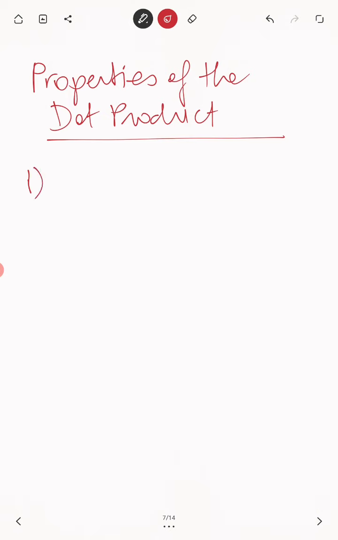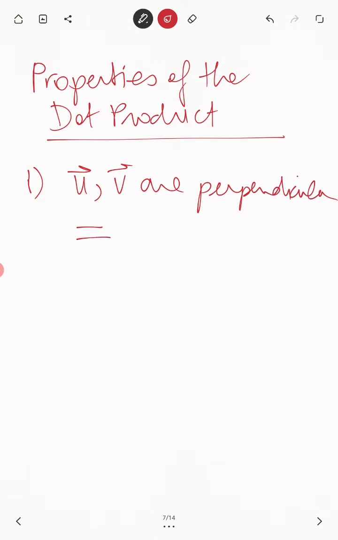So property 1 we've already seen, and that is that if we have two vectors u and v that are perpendicular, then that implies, and this works in both directions, I'll tell you what that means in a minute, that the dot product of those two vectors will be 0. And so we saw that in the applet, we saw that in an example I did in my last video.